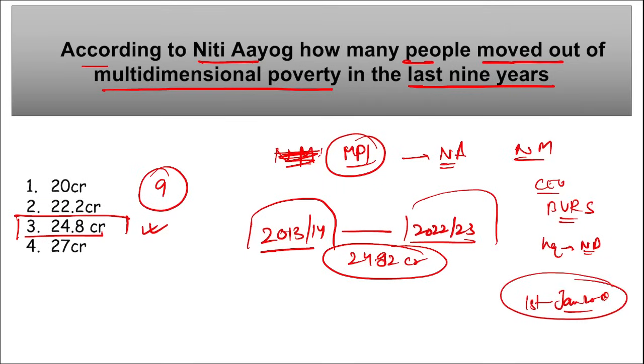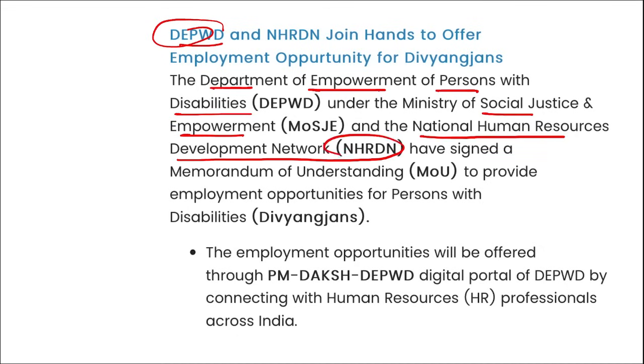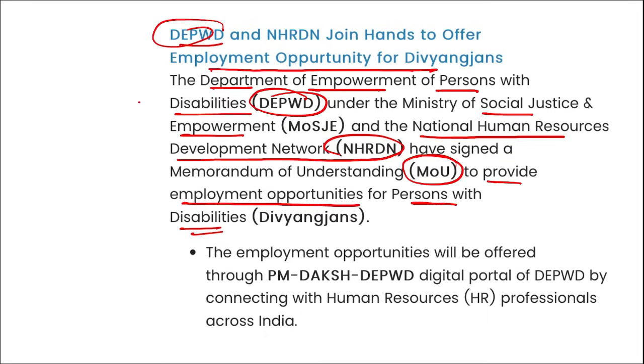Correct? Next is DEPW, that is Department of Empowerment of Persons with Disability, that comes under the Ministry of Social Justice and Empowerment, and the National Human Resource Development Network. They have recently signed a memorandum of understanding to provide employment opportunities for the persons with disability. So I repeat, they both came together and signed a memorandum of understanding where they will be providing employment opportunities for the persons with disability.